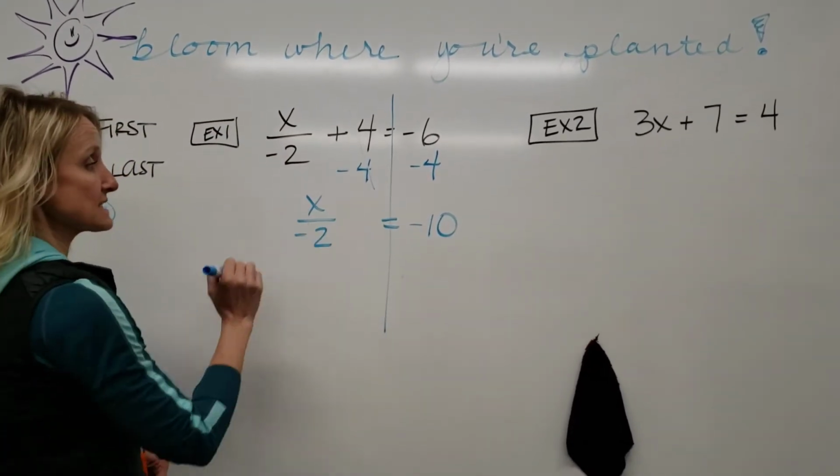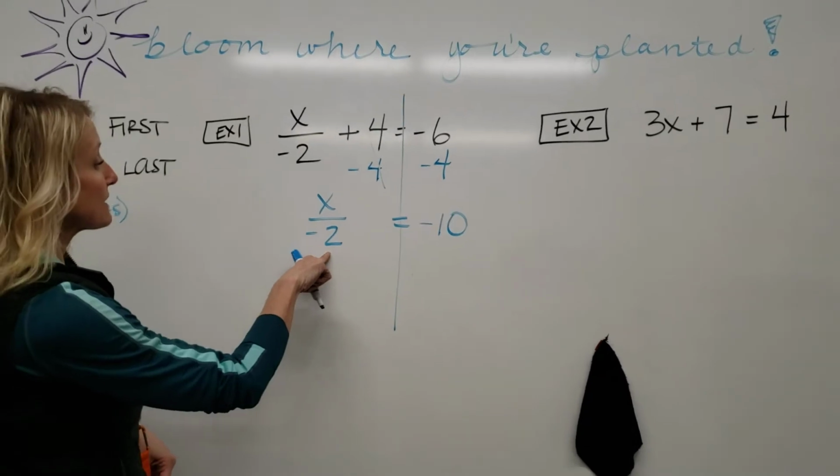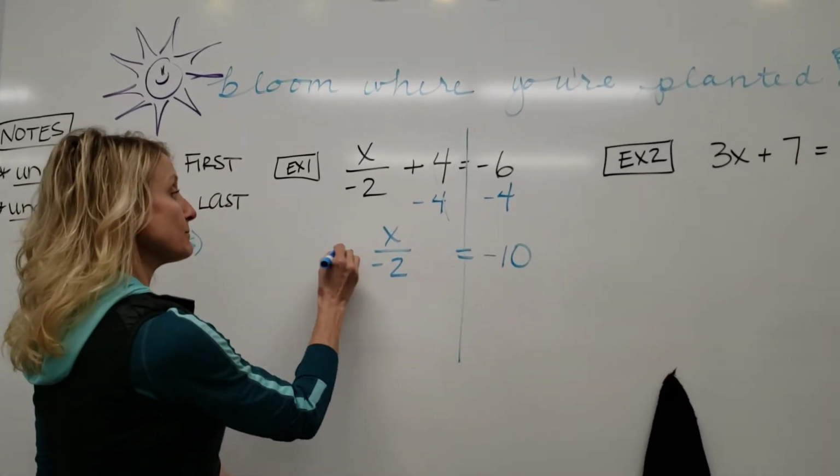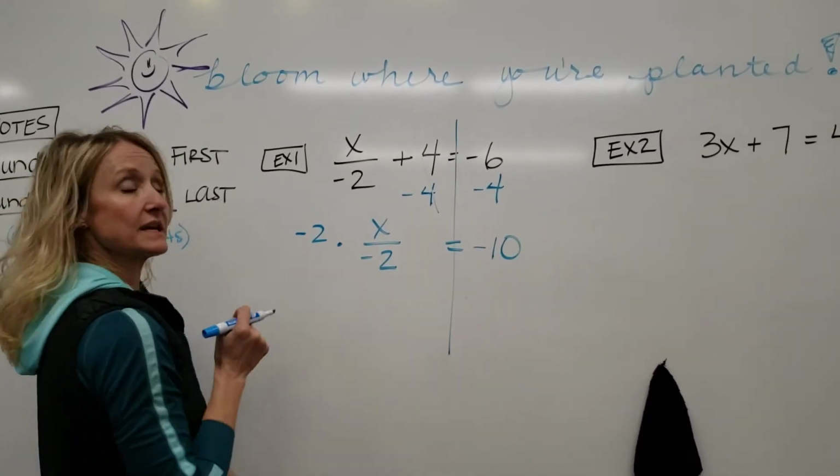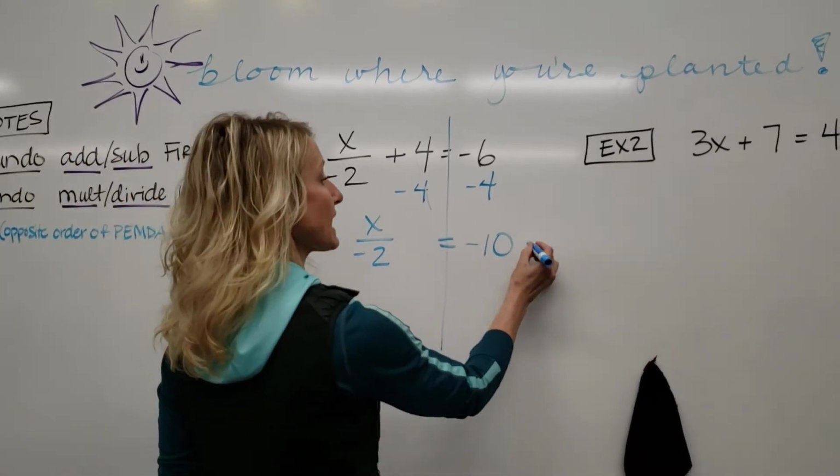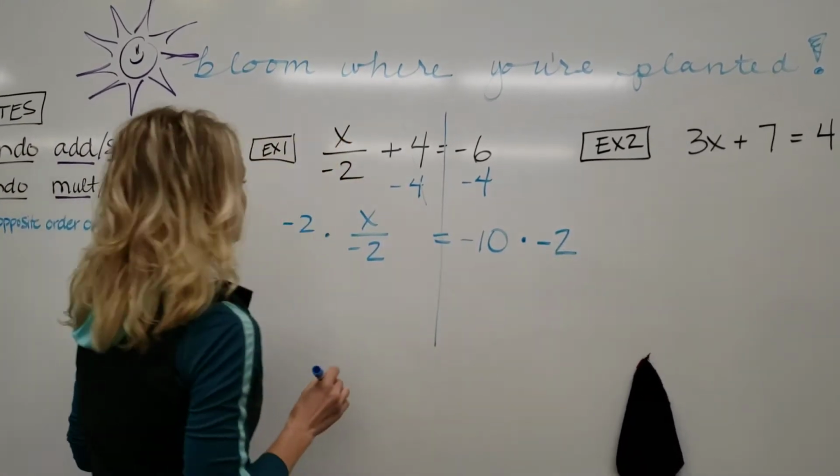And then we say x is being divided by -2. The opposite of dividing by -2 is you're going to multiply by -2. You can't just drop the negative off. So you're going to multiply each side by -2.